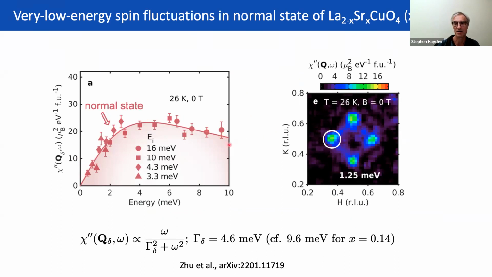If we go to Q delta, as we call it, the incommensurate point, we see in the normal state that the energy scale is about 4 millivolts, and this is lower than we had at lower doping. So now in the overdoped region of the phase diagram, we're finding lower energy scales than we found below the pseudogap doping.